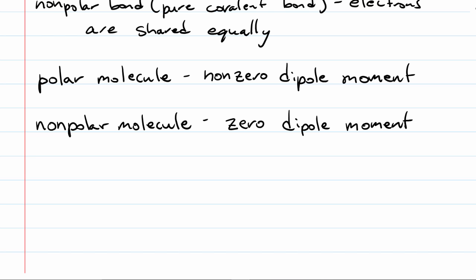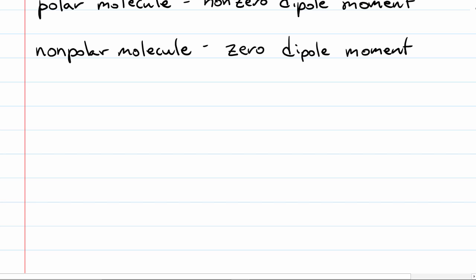I do want to show some examples of how we determine molecular polarity. And again, these are ones that are best looked at by examining the molecules in 3 dimensions. And we're going to start by looking at something like NCl3.